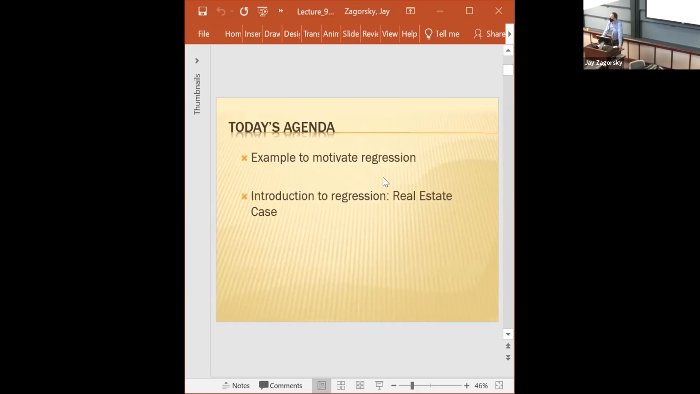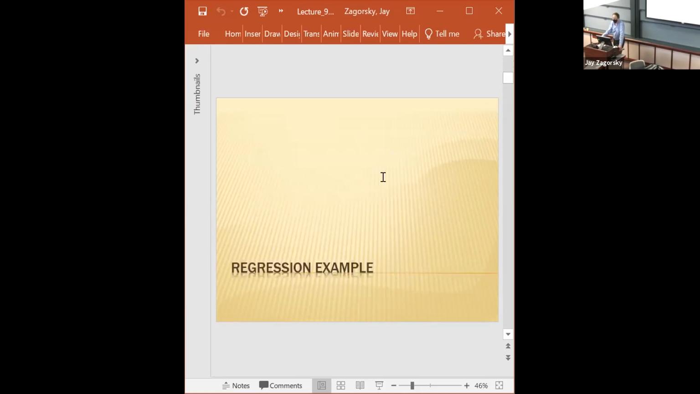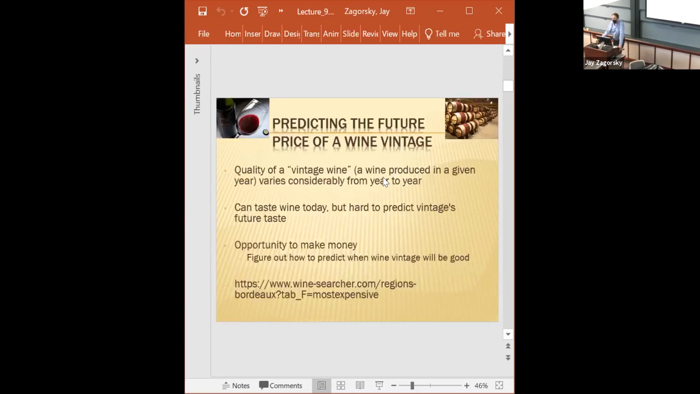So I want to give a quick example to motivate why we're doing regression analysis. And then I want to talk about the case we're going to do, which is going to take us a number of days, and that's real estate, and trying to become very much like Zillow. So let's talk a quick example about regression.